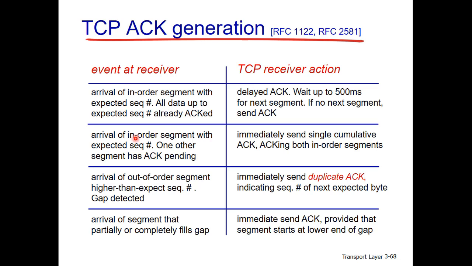So even at the receiver, arrival of in-order segments with the expected sequence number, all data up to the expected sequence number already ACKed. If this event occurs and data is already ACKed, then TCP uses delayed ACK and waits up to 500 milliseconds for the next segment. If no segment arrives, it sends the ACK. Arrival of an in-order segment with the expected sequence number, where one other segment has an ACK pending: immediately send a single cumulative ACK.